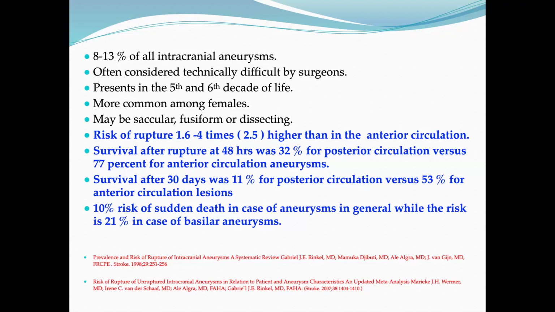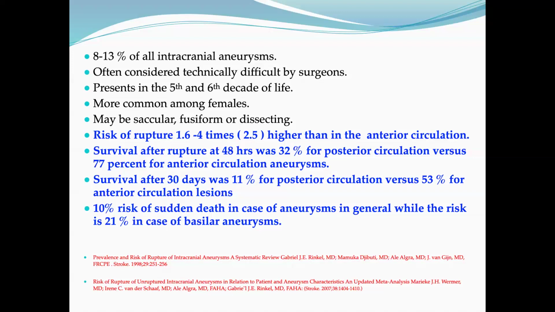There are several shocking aspects when it comes to posterior circulation aneurysms, which we probably know, but may not notice to that extent. The risk of rupture is 1.6 to 4 times higher. If you take the meta-analyses of most series, the average risk is 2.5 times higher than aneurysms of the anterior circulation. Still more shocking is that the survival after rupture is only 32% for a posterior circulation aneurysm, while for an anterior circulation aneurysm it is 77%.